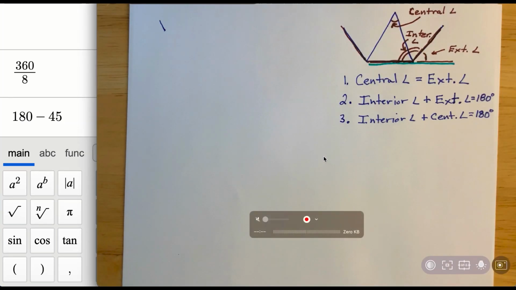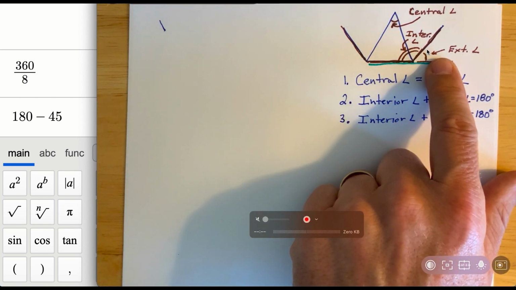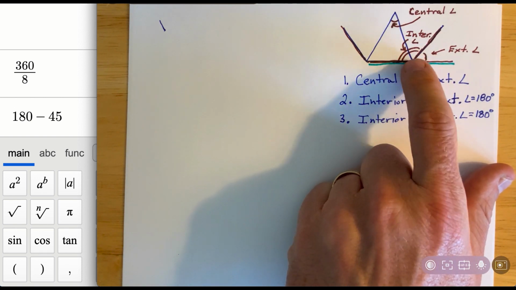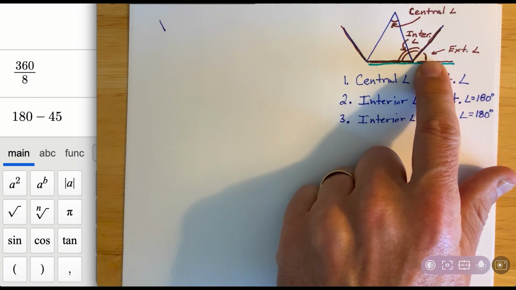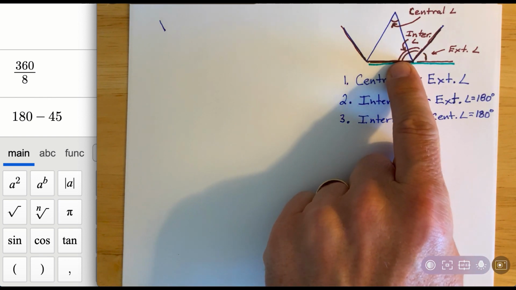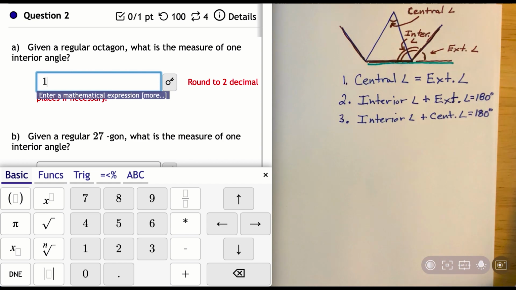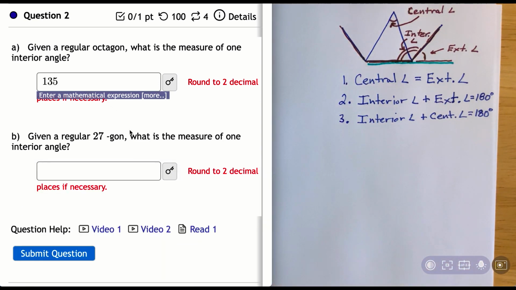Remembering from the picture of what I'm talking about here too, this central angle that I figured out to be 45 degrees meant it also had to be 45 degrees over here as the exterior. And if that's 45, the interior and the exterior add to 180, so subtracting 45 from 180 degrees gave us the 135 that we have right here. So as we finish the question for this part right here, this will be 135 degrees.